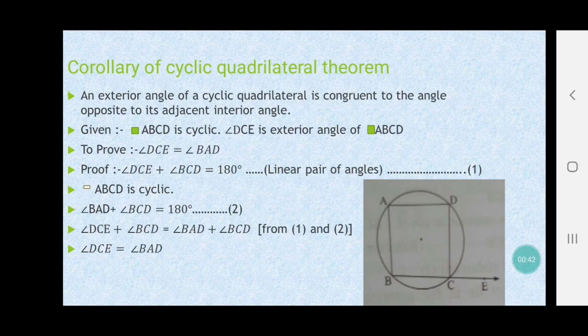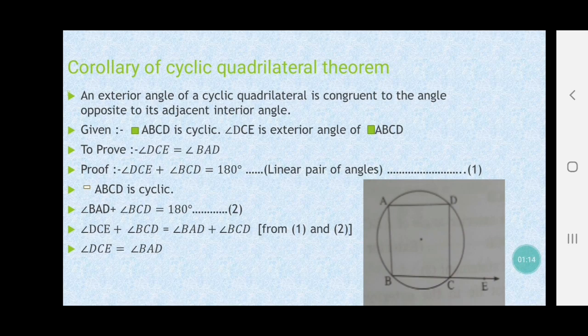Now here, what do we have to prove? We have to prove that this exterior angle is equal to the angle opposite to its adjacent interior angle. The adjacent interior angle is this one, angle DCB. Opposite of that is angle BAD. So this angle BAD is equal to angle DCE. This we have to prove.